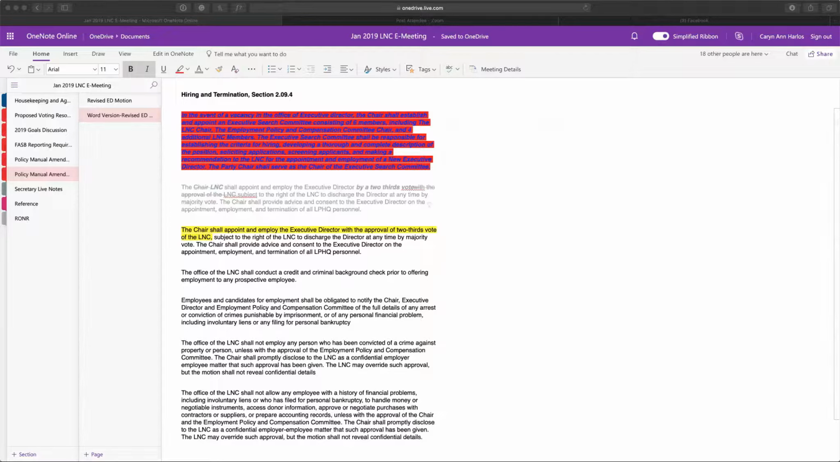So now the motion that we are considering and voting on would be to modify section 2.09.4 of the policy manual to have it read, the chair shall appoint and employ the executive director with the approval of a 2/3 vote of the LNC. And that is the only change that is currently in the underlying amendment. That is what we're voting on. So a yes vote would make that modification to the policy manual. A no vote would leave that sentence saying the chair shall appoint and employ the executive director with the approval of the LNC. Does everyone understand what we're voting on? If you don't, you have to say something, but I'm trying to be clear and going slow.